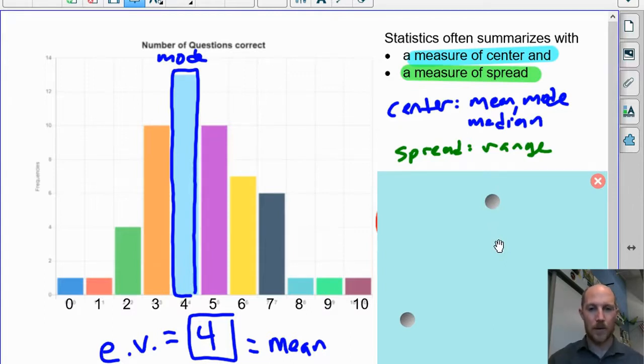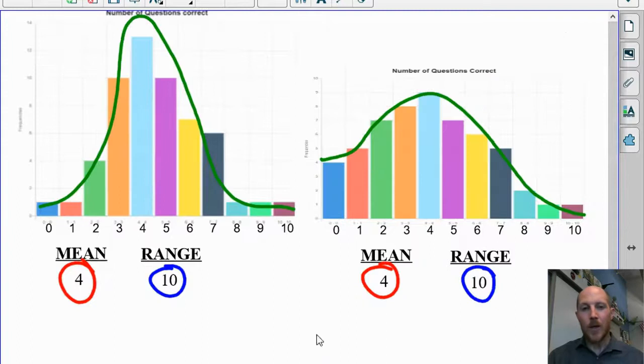So for the answers that people actually got, the highest number correct was 10, the lowest was 0, so we'd get a range of 10. Okay, but sometimes those summary measures are really not adequate at describing what's going on in graphs. So here's 2 different graphs. On the left-hand side, here's a graph for our class with a mean of 4 and a range of 10.